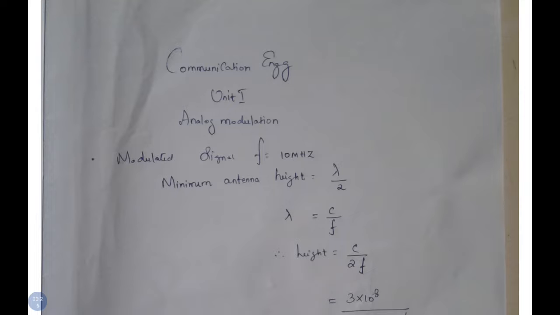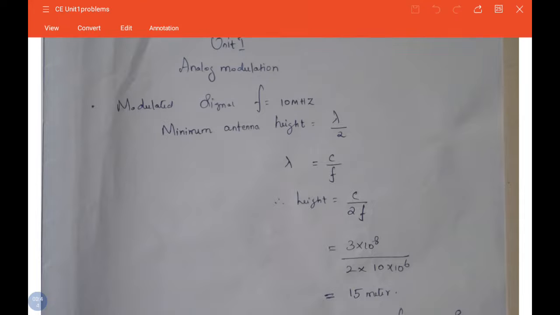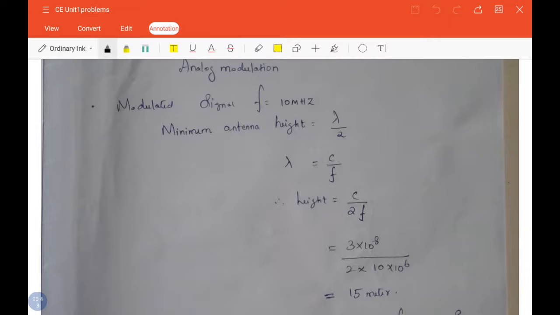If the modulated signal frequency is given and they are asking you to find the antenna height, the antenna height is equal to lambda by 2, where lambda is the wavelength. Lambda is given by the formula lambda is equal to c by f, where c is the speed of light in free space.